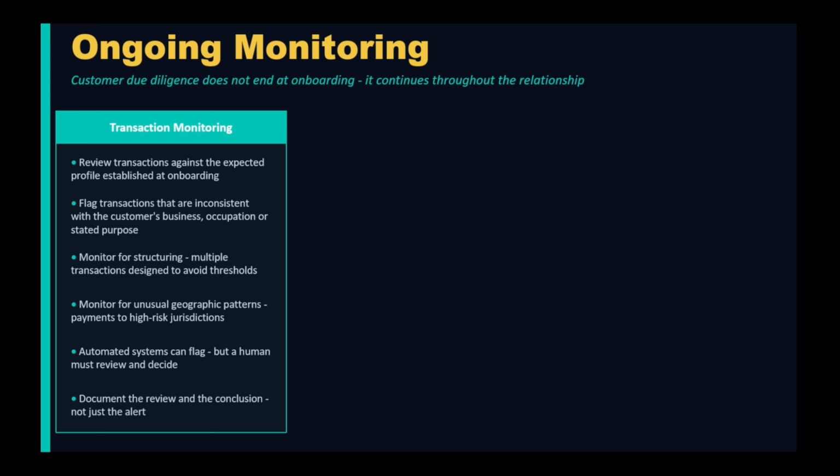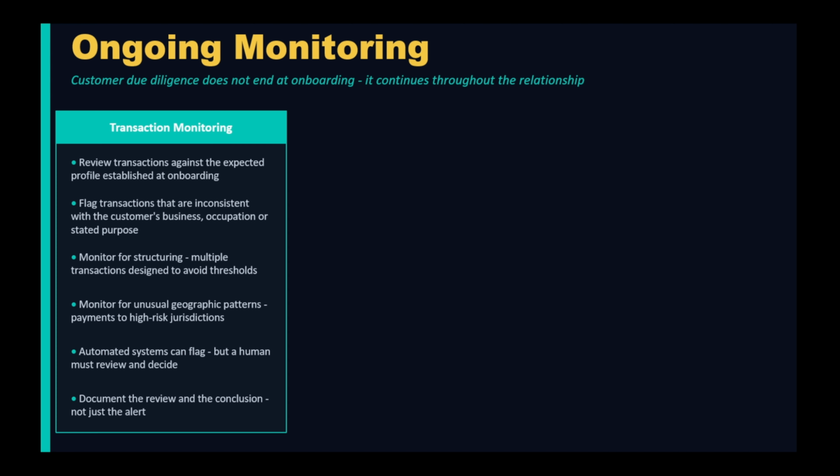Every transaction must be assessed against the expected profile established at the time of onboarding. What did the customer say they would use this account for? What transaction volume and patterns were expected? Any transaction that is inconsistent with that profile in terms of size, frequency, origin, destination, or nature must be flagged and reviewed.